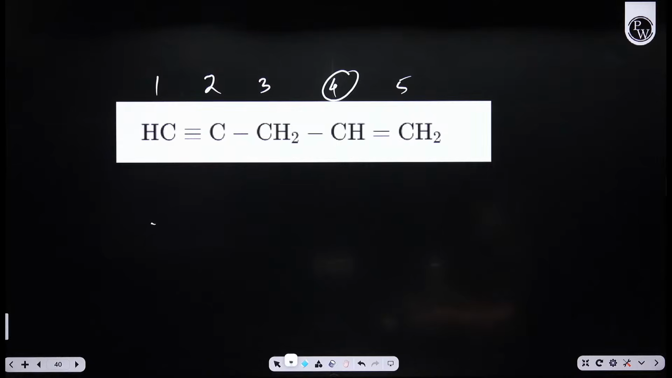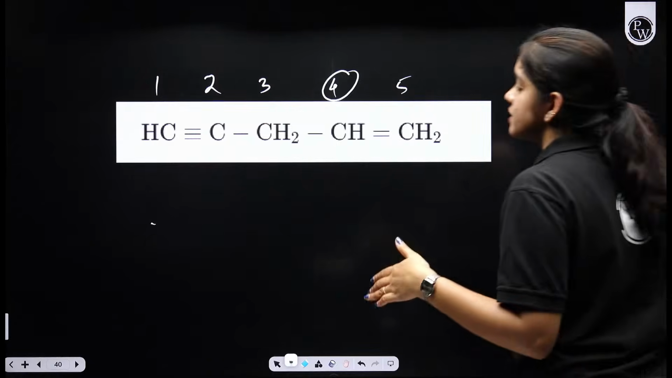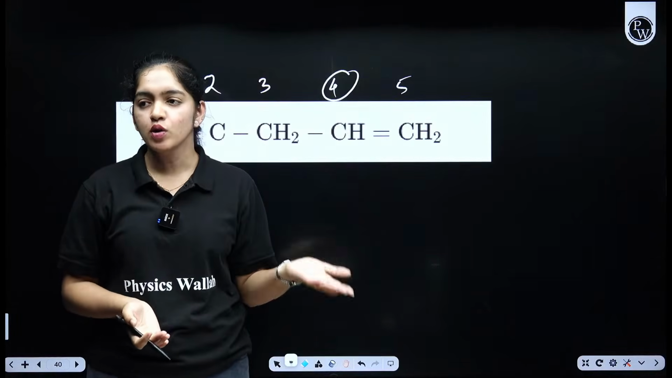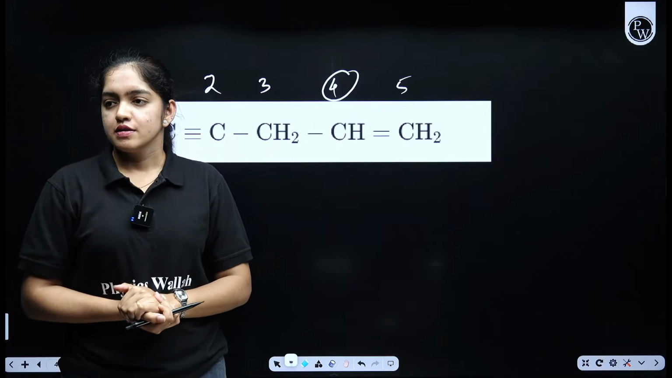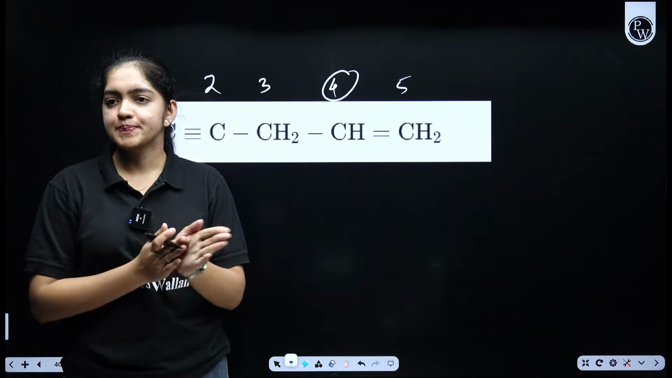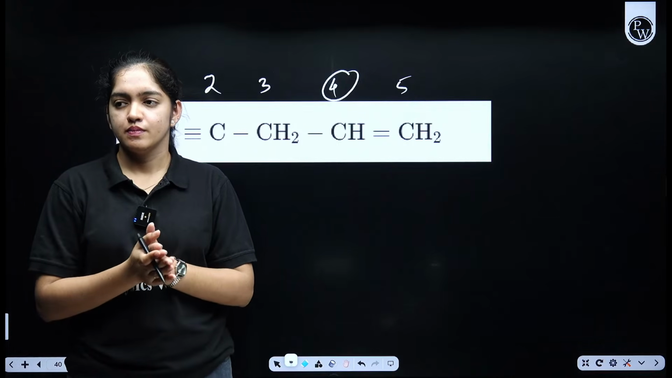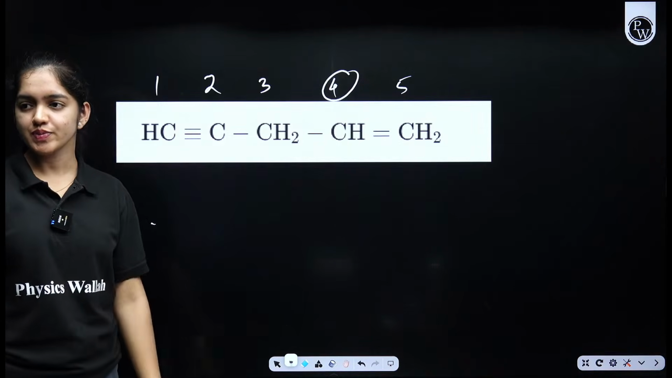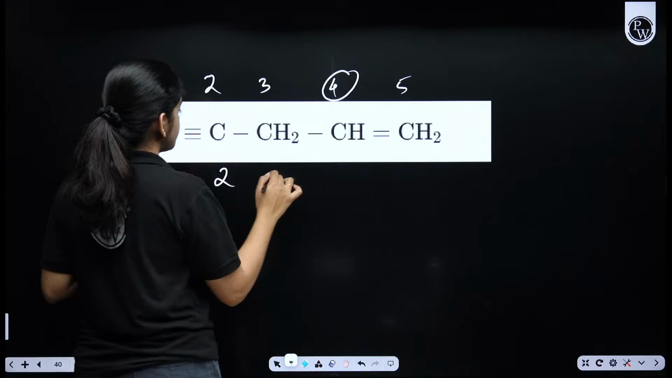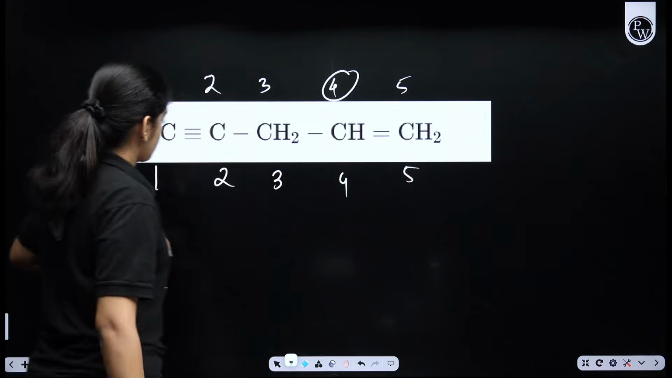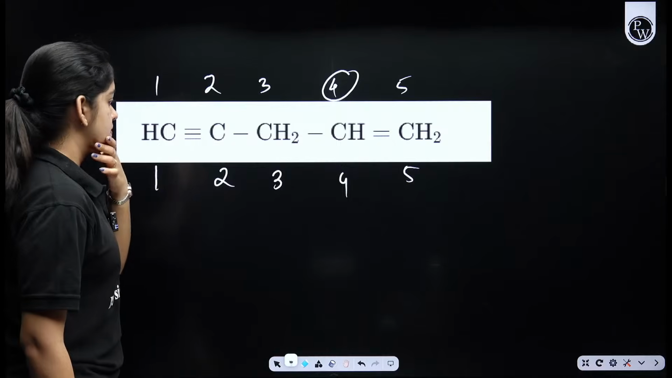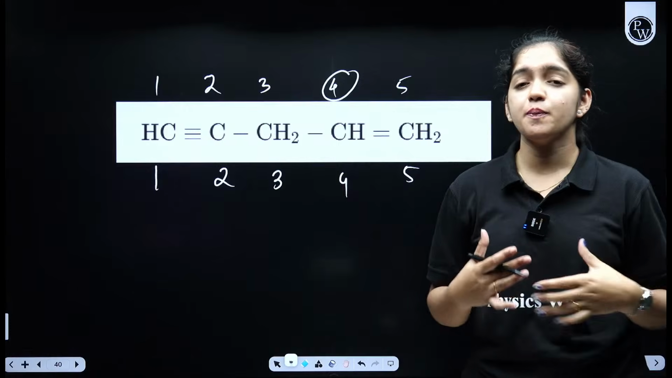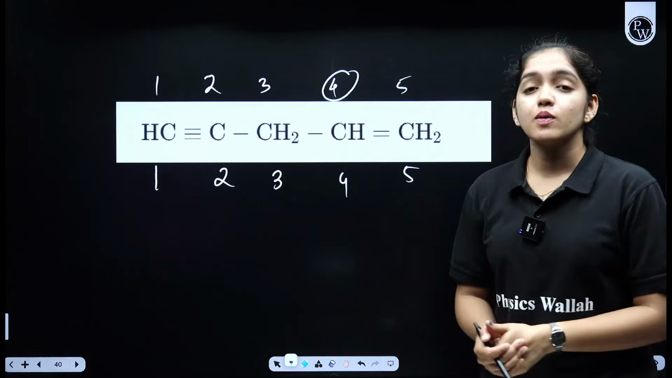Anyone got the answer? If triple and double are coming together, we should give the numbering from left to right and right to left. Okay. Opposite also. 1, 2, 3, 4, 5. So, while writing this, which should we give the priority here? Triple or double, we should give the priority.